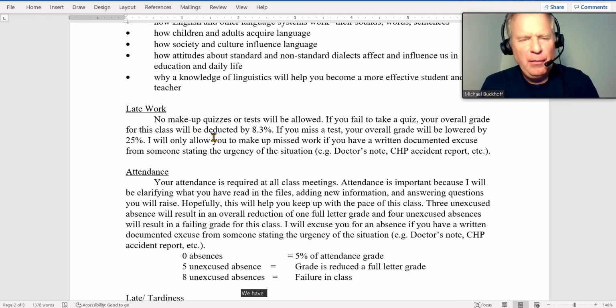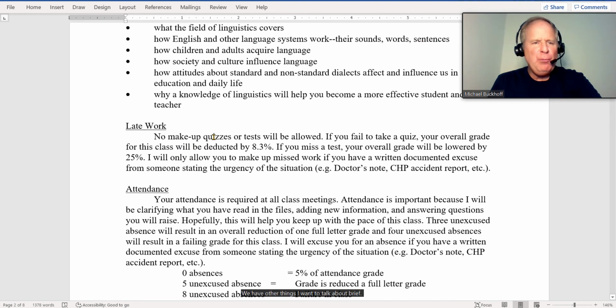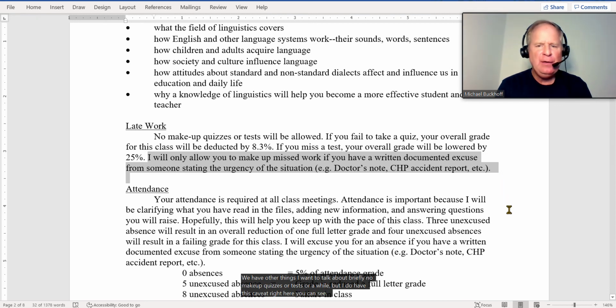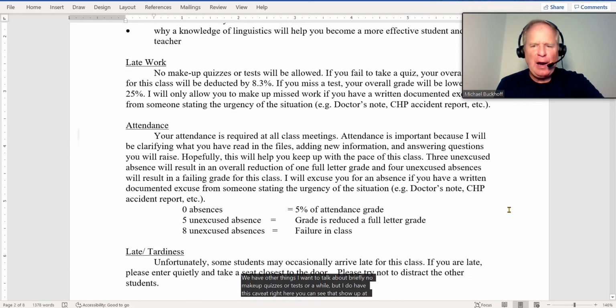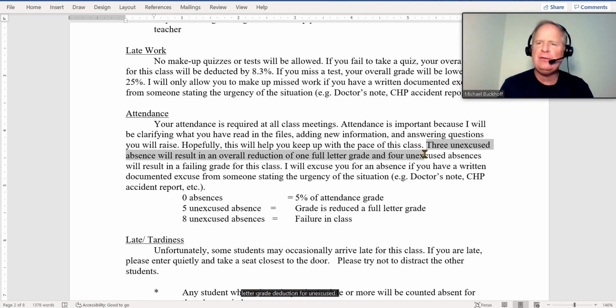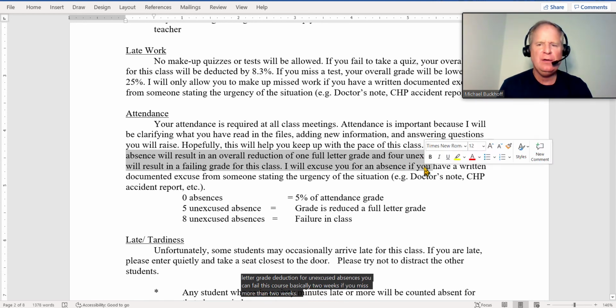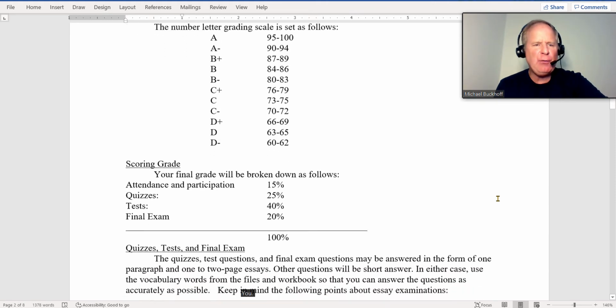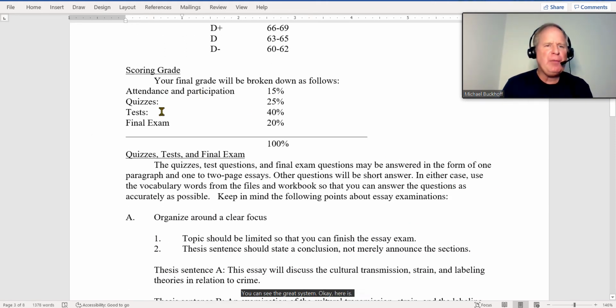We have other things I want to talk about briefly. No makeup quizzes or tests are allowed, but I do have this caveat right here. You can see that. Show up, attend class. Be careful about missing too many classes. So you got 3 unexcused absences for 1 full letter grade deduction, 4 unexcused absences, you can fail this course. Basically 2 weeks, if you miss more than 2 weeks. Be careful about being late. You can see the grade system. Okay, here is our calculation.